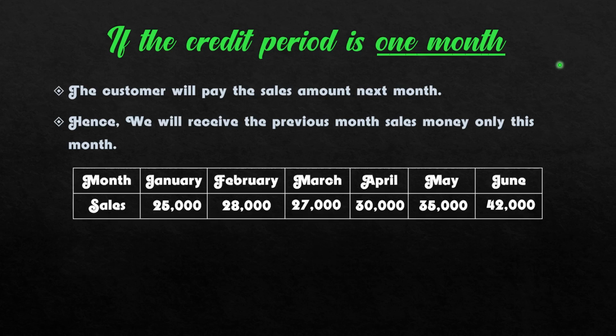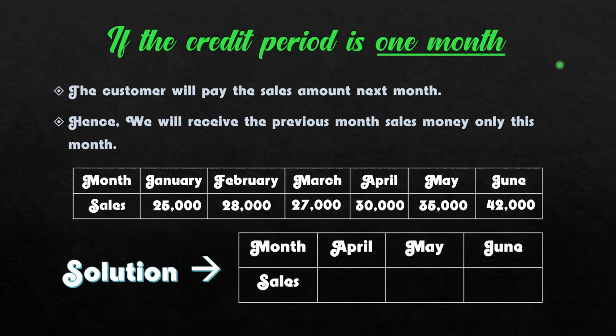Here also you are not going to do much calculation. Again we take our example, and we'll see the solution. Here you're going to prepare April, May, June. As per this, 1 month means, suppose I sell something in January for 25,000, then I will receive the amount in February. So this April I will receive something which I sold in March. The March amount is 27,000, which I will receive in April. The April amount is 30,000, which I receive in May. Next, May is 35,000, which I receive in June.